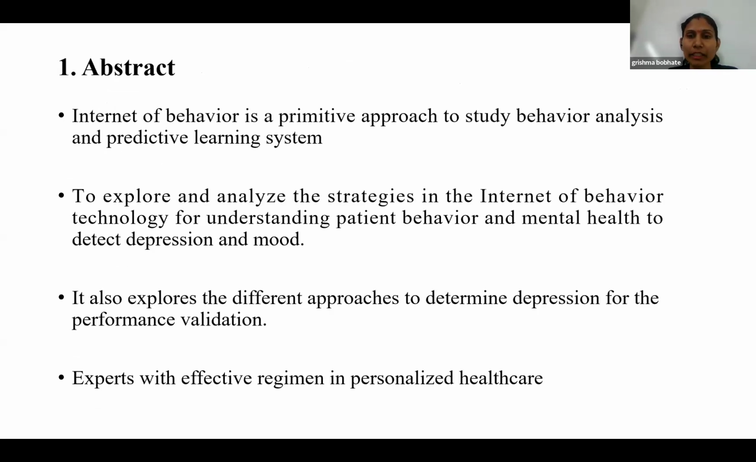So what is the abstract? The Internet of Behavior is a predictive learning approach between the behavior of humans and the prediction of human behavior. So to explore these strategies in behavior for understanding patient behavior and mental health, it will help to detect depression. It also explores some different approaches to how depression is detected and then performance validations.